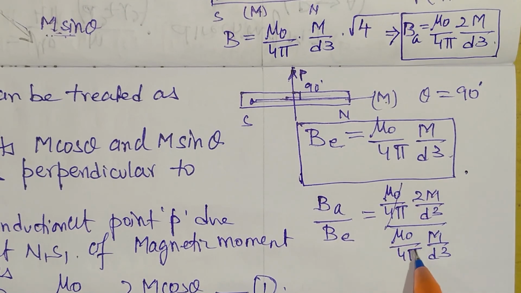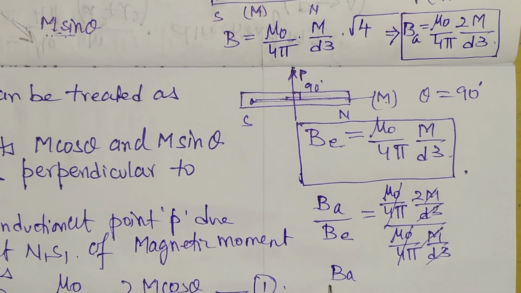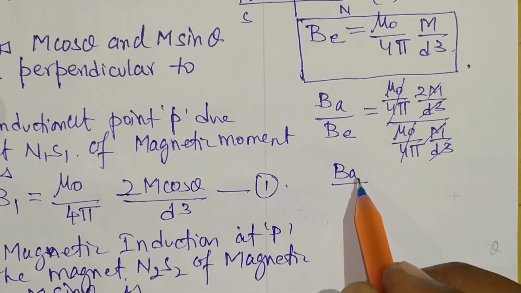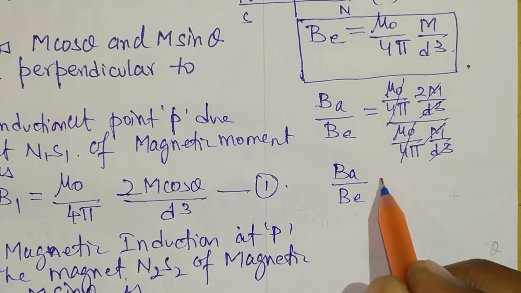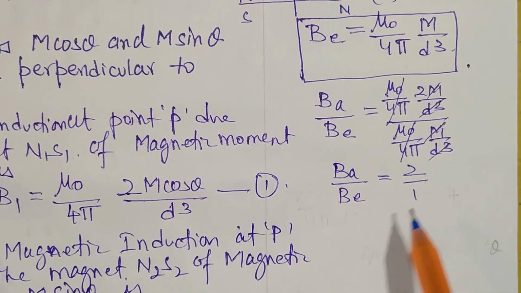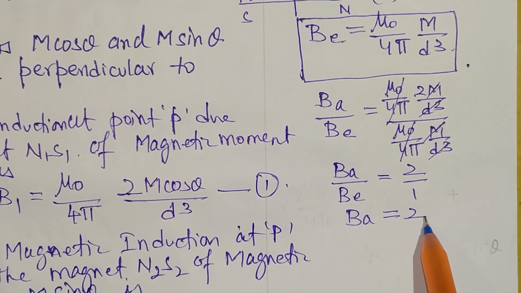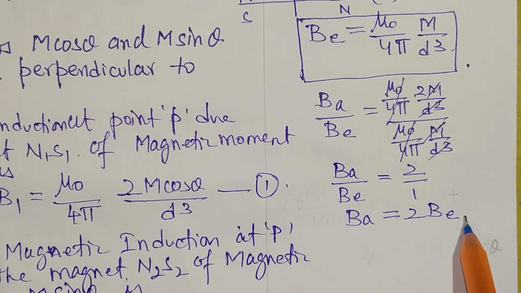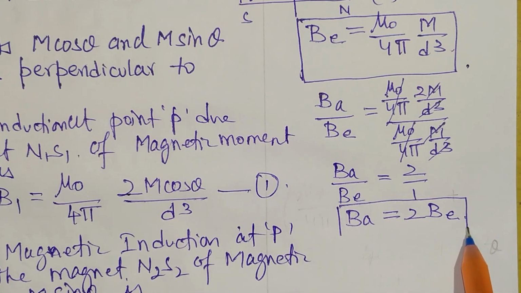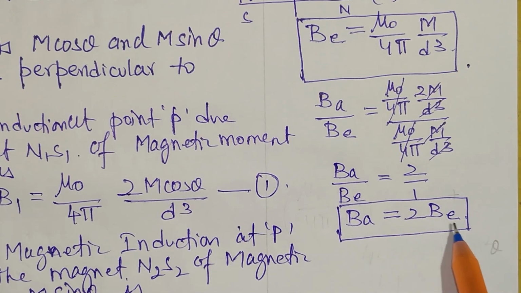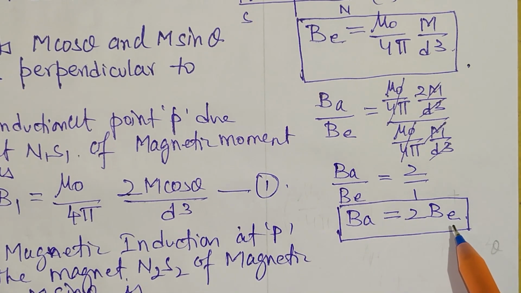So mu naught by 4 pi gets cancelled, d cube gets cancelled, m gets cancelled. So the ratio of magnetic induction of axial line to that of equatorial line is what? 2 by 1. So the magnetic induction on axial line is 2 times the magnetic induction on equatorial line. This is the relationship between the magnetic induction on axial line and equatorial line.